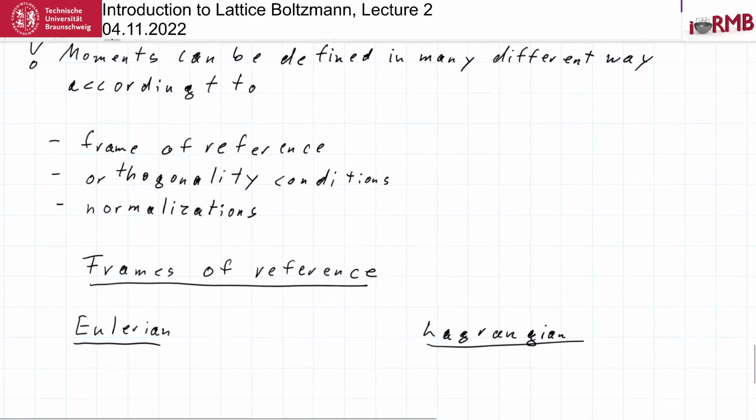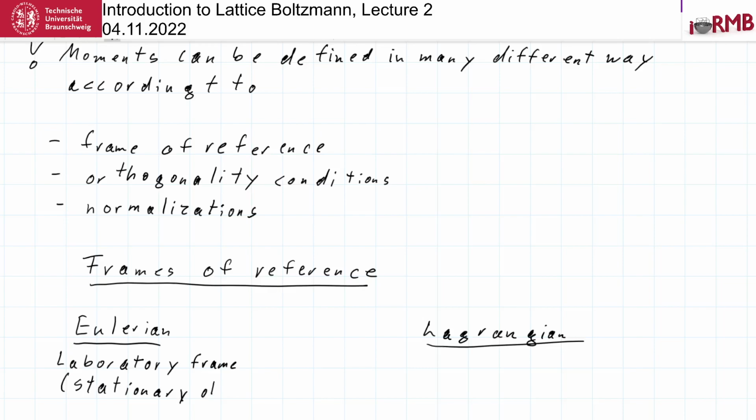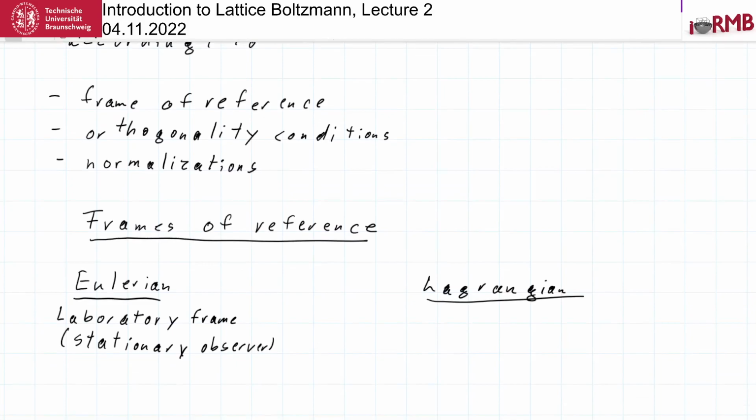So, Eulerian is what we call the laboratory frame. This is the frame of a stationary observer. And the moments that we derive in this lab frame with a stationary observer, this is what has become called raw moments.